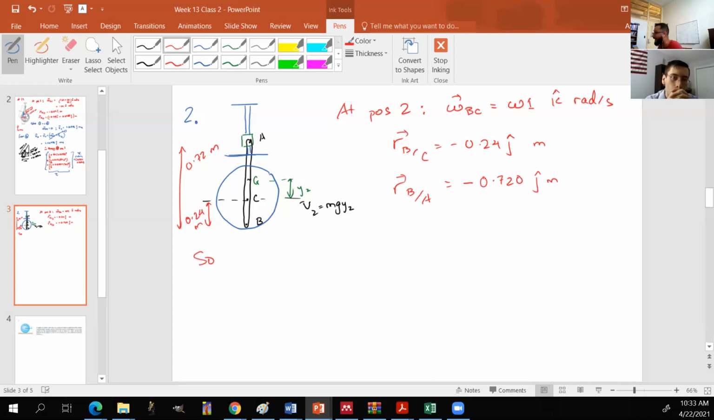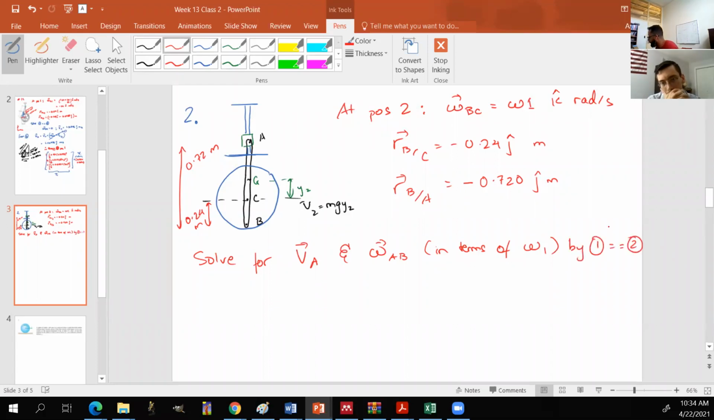So now we do the same thing, but we're solving for VA and omega AB in terms of omega 1. Now, for this problem, VA, you'll always, all right, never mind what I was going to say. Don't want to confuse you guys even more. We do this by setting equation 1 equal to 2, using the stuff that you have up here.